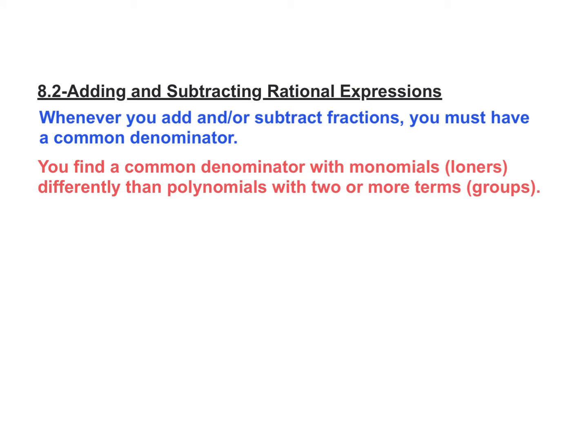So there's two parts within that, and this is what we talked about in those videos that we watched back at the beginning of 8.1. You have your loners, you have your groups, and how you find a common denominator with loners is different than how you find a common denominator with groups. We treat them separately, and we do them differently. So I'm going to give you directions for what to do with the loners, and directions for what to do with the groups. And oftentimes in your problems, you're going to have just loners. Sometimes you're going to have just groups, or sometimes a combination of both. So it's important to keep that straight.